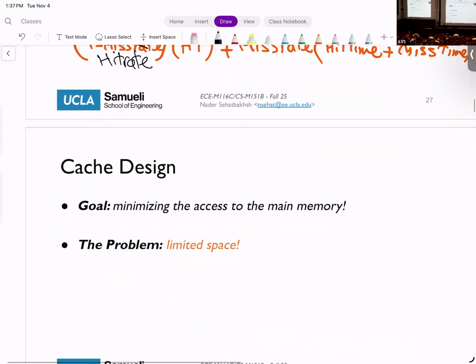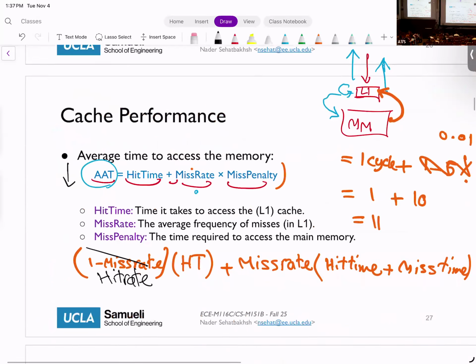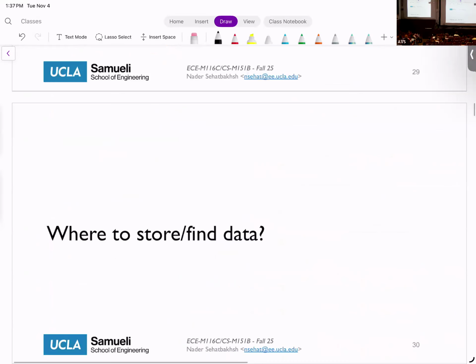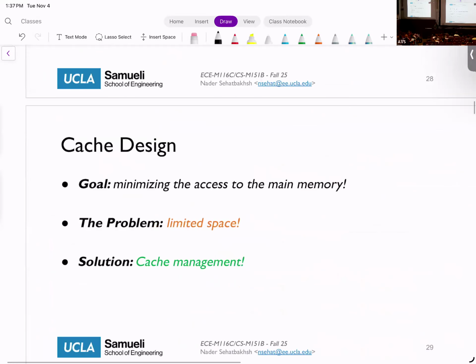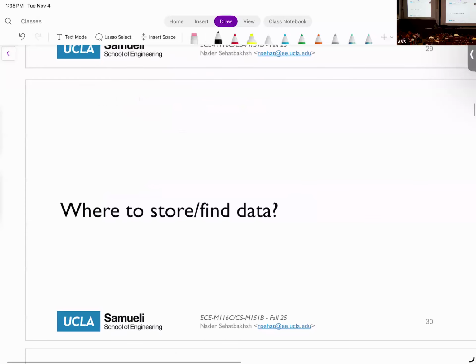Okay. So we want to minimize this average access time. What is the main challenge? The main challenge is that you have limited space. So how do we fix this issue? How to optimize this average access time? We introduce cache management in order to fix this.